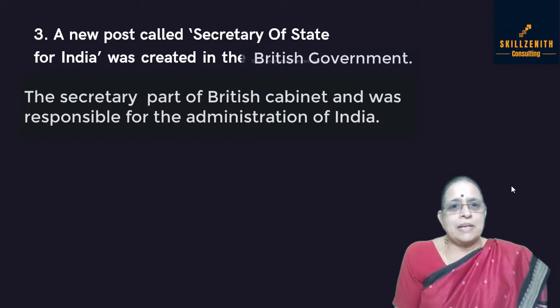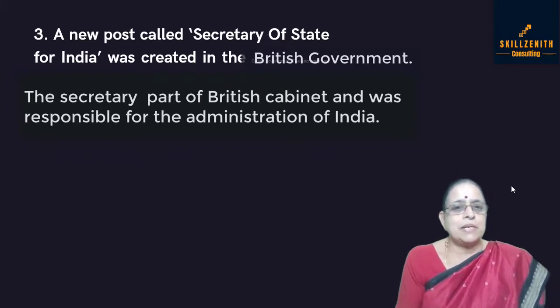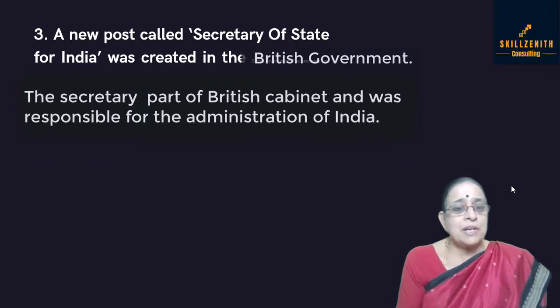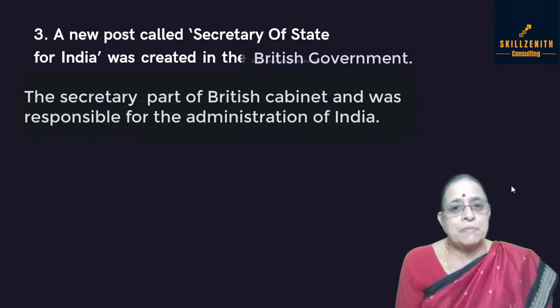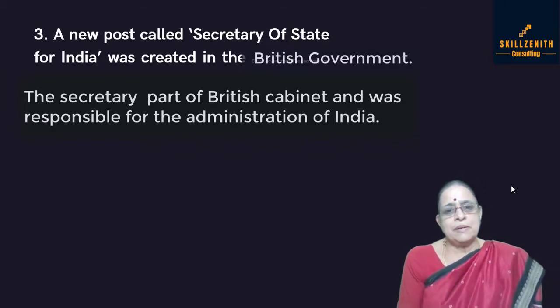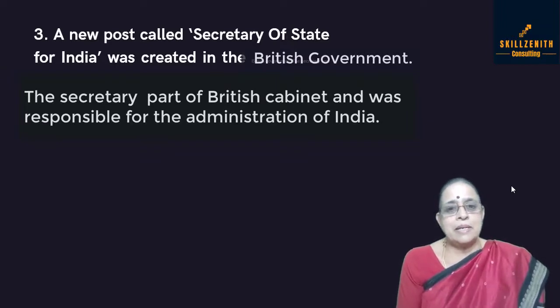A new post called Secretary of State for India was created in the British government. So the British government appointed a person who became the Secretary of State for India in order to look into the administration of India. The secretary was part of the British cabinet and was responsible for the administration of India. Why was he part of the cabinet? Such a person was selected to become the secretary because he had knowledge about political affairs.